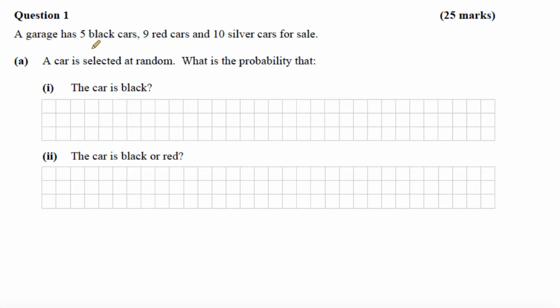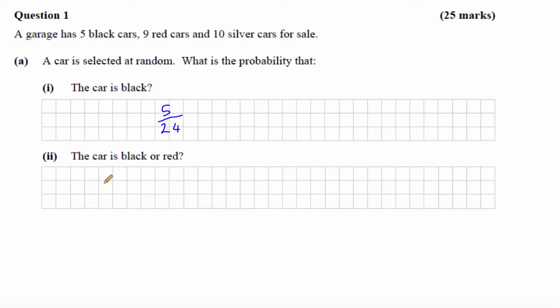Well, we have 5 black cars out of a total of 5 plus 9 plus 10, which is 24. So the probability that the car is black is 5 out of 24.